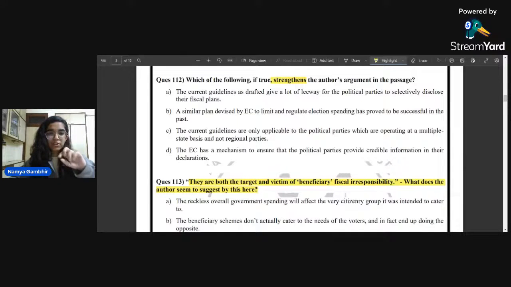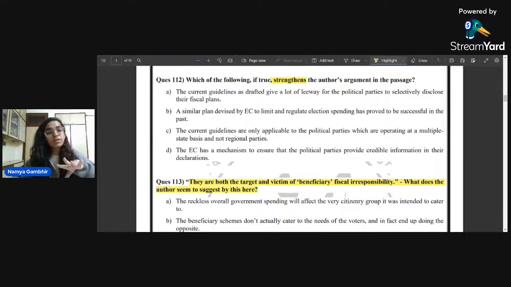Now this actually does not strengthen, but in a way very mildly weakens the author's argument, because the author isn't supportive of the guidelines. But when we say that the current guidelines give a leeway for the political parties to just select which information to disclose and which not to disclose, then this would end up with the political parties not being honest with their disclosure. So this goes against the idea of strengthening. Second option, so we can eliminate the first. A similar plan devised by EC to limit and regulate election spending has proved to be successful in the past.